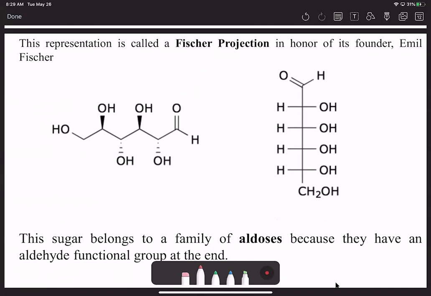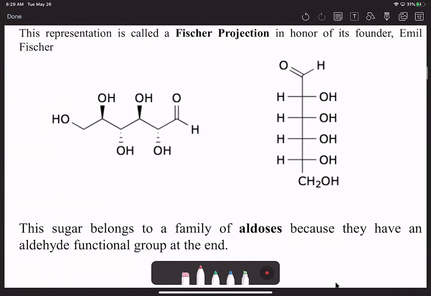So using these dashes and wedges, right? We've talked about these. So this dash here, just as a reminder, this dash means that the hydroxy group is coming towards you. And if we use a dashed wedge, that means it's going away from you. So Emil Fischer kind of looked at these carbohydrates, these molecules differently.